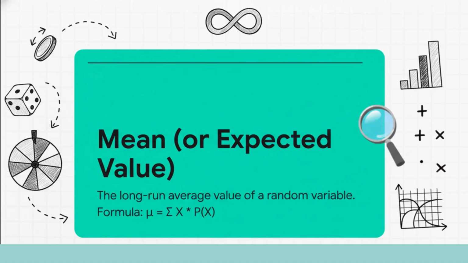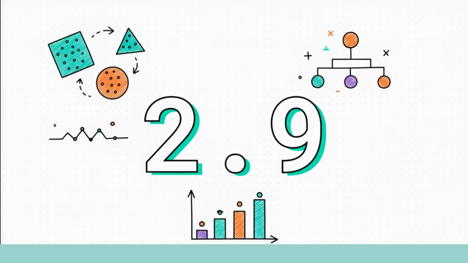What you get is the average outcome you'd expect if you ran the experiment over and over and over again, like an infinite number of times. So, you remember that table from a moment ago? If we just plug those numbers into our formula, we get an expected value of 2.9. It's a simple calculation, but what it tells us is incredibly powerful.